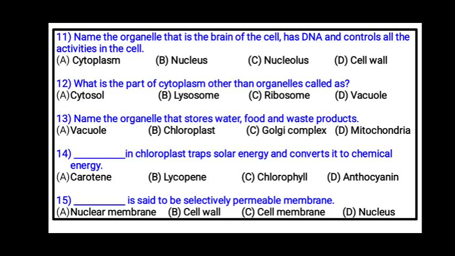14th one, dash in chloroplast traps solar energy and converts it into chemical energy. A. Carotene, B. Lycopene, C. Chlorophyll, or D. Anthocyanin. And last one, 15th one, dash is said to be selectively permeable membrane. A. Nuclear membrane, B. Cell wall, C. Cell membrane, or D. Nucleus.